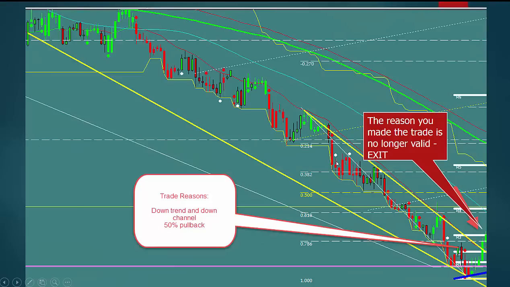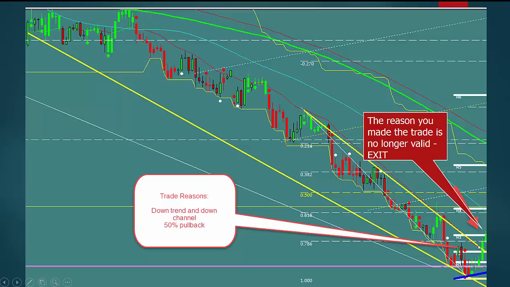Now, you always need to recognize why you made the trade in the first place. So I've got an example here. The trade reasons were I was in a downtrend, I was in a down channel, and I had a 50% pullback right here, okay? I make the trade, and it immediately pulls back up, and right here, as soon as it exits this channel, the trade is no longer valid. Why? The reason I made the trade was because I was in a channel, all right? I'm no longer in the channel. Exit the trade. But your stop is 90 pips up here.